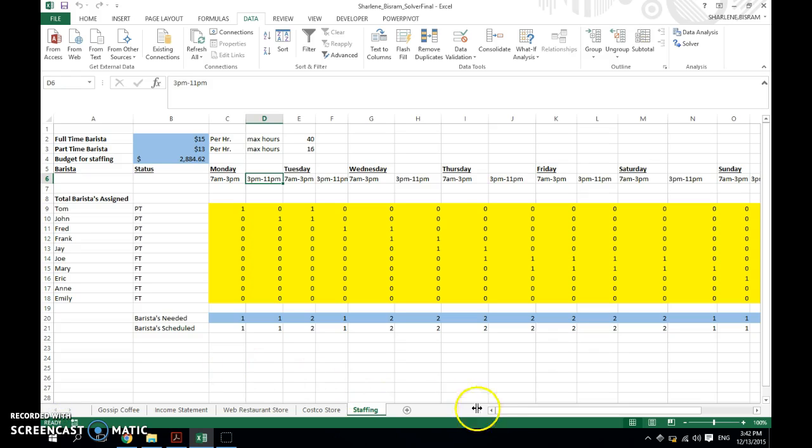This is the completion of my Solver project. It was actually a very good project for me to do because it helped me see that I can use this type of programming to really figure out how to staff and run a business.